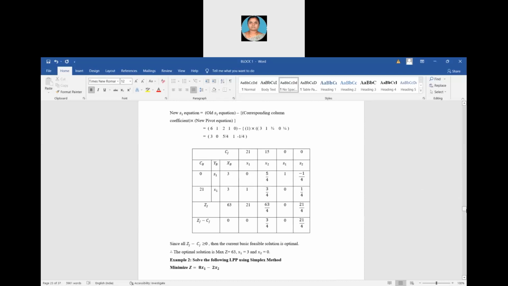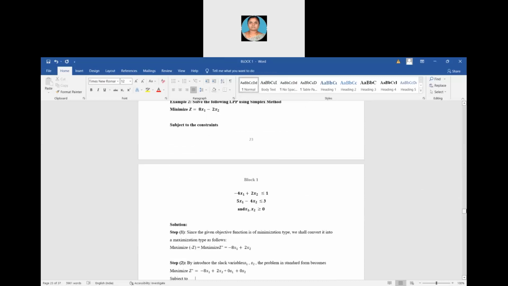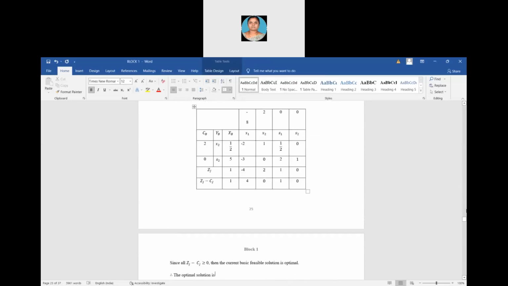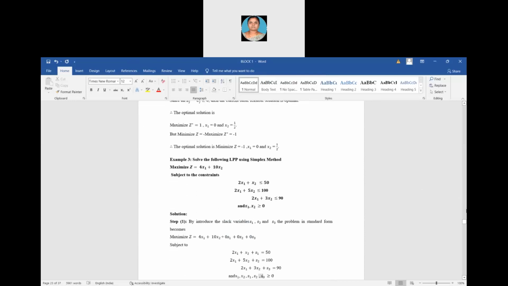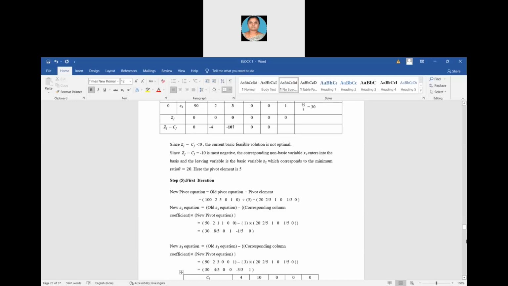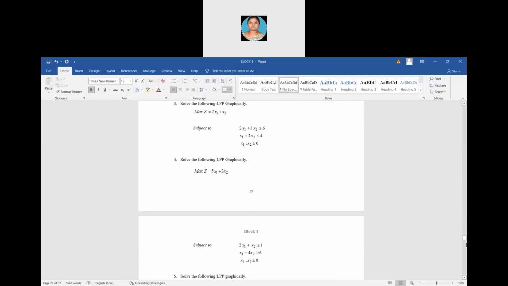The problems here we have also seen, and with the help of all these things, if you solve the problems given in the terminal questions, that is, the problems given for practice, you can directly understand the simplex and graphical methods properly.